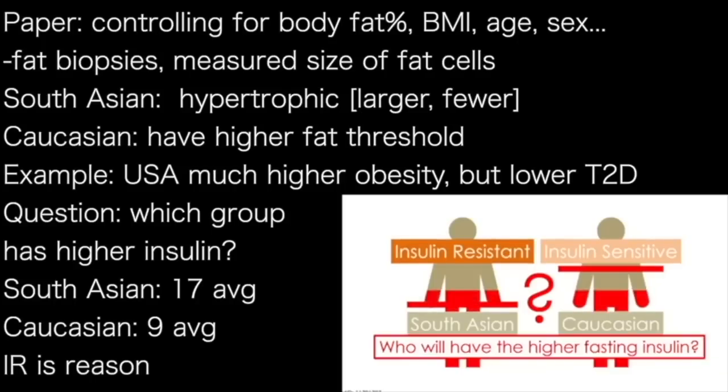All right, so one last thought on this, though, before I leave it, is who do you think would have the higher insulin levels? You've heard me speak by now, I'm sure, and you're all such diligent students that you've remembered it. If someone is insulin resistant, what happens to their insulin levels? Always. Insulin will be higher. Yeah, so who do you think is going to have the higher insulin here? It's going to be the group that has the more hypertrophic fat cells or the lower fat threshold. So the average Caucasian has a fasting insulin of around 9, and the average South Asian has a level that's about double that.